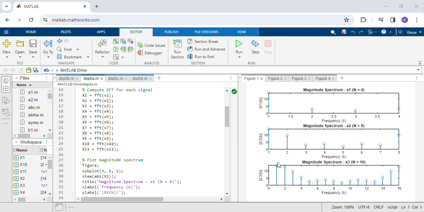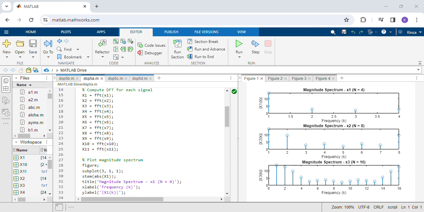So in this code, several signals x1 to x11 are defined with different lengths, and some signals have zeros added to them to make their length powers of 2 for more efficient FFT computation. The discrete Fourier transform of each signal is computed using MATLAB's FFT function, resulting in X1 to X11. The magnitude spectrum of each signal is plotted using the stem command. For signals x1 to x3, each signal spectrum is plotted in one figure with multiple subplots showing the magnitude spectrum of each signal with different lengths.